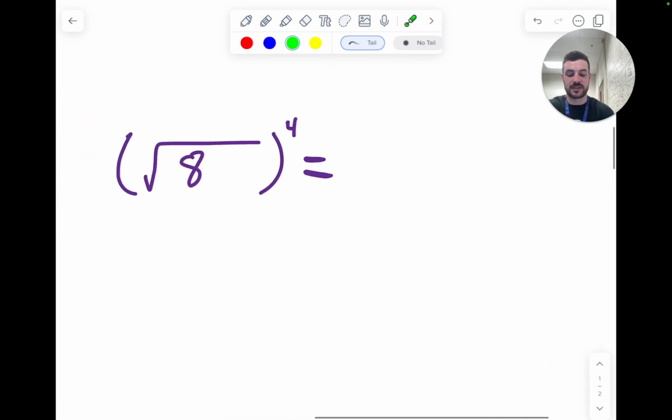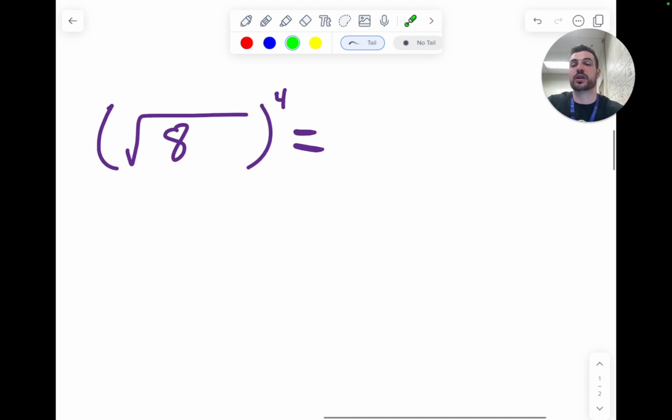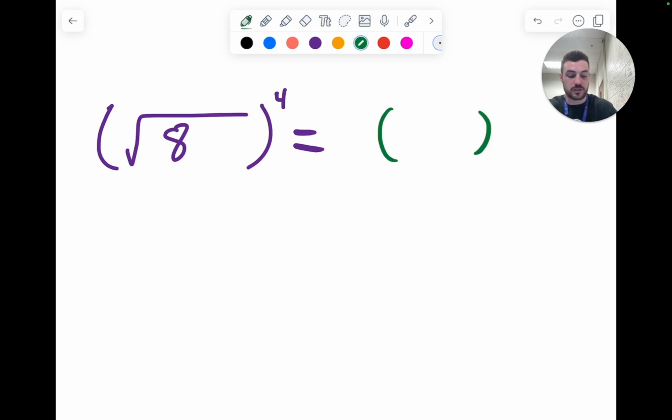Now, we're going to do a similar idea here. We have the square root of 8 to the 4th power. Now, the square root of 8 does not simplify as easy as we might like. So what I'm going to do is switch from radical form inside those parentheses to rational exponent form.